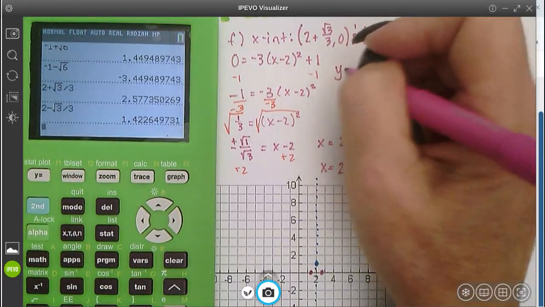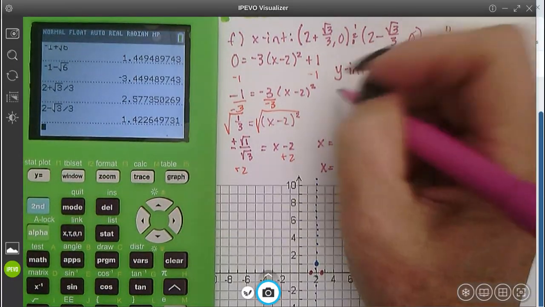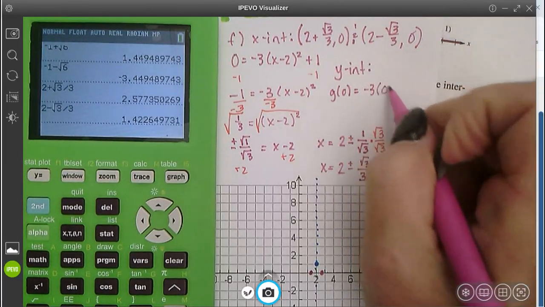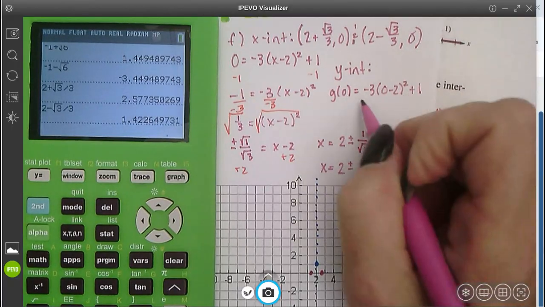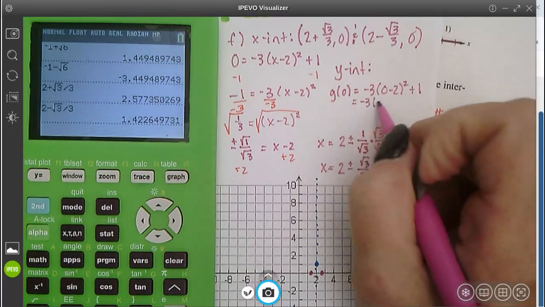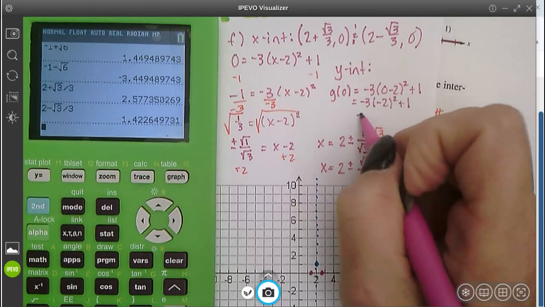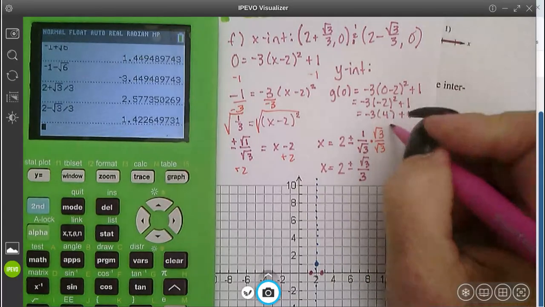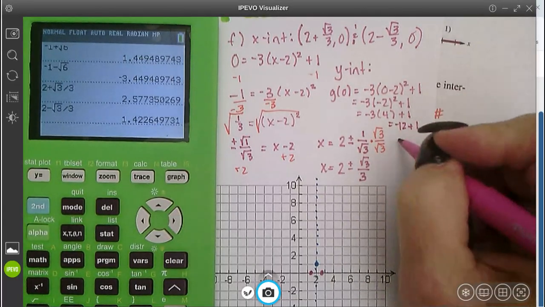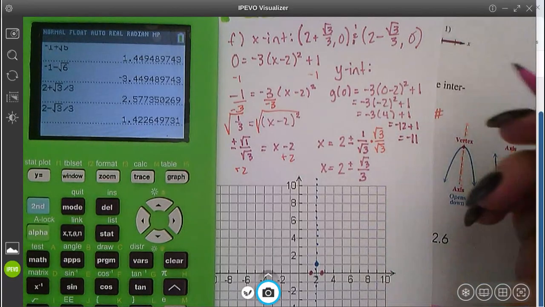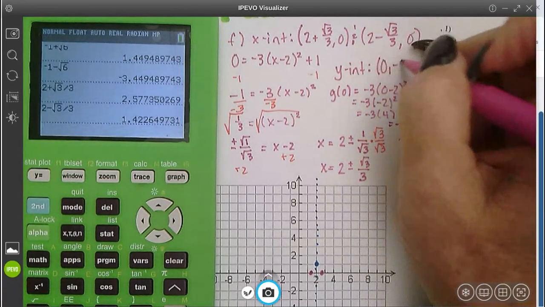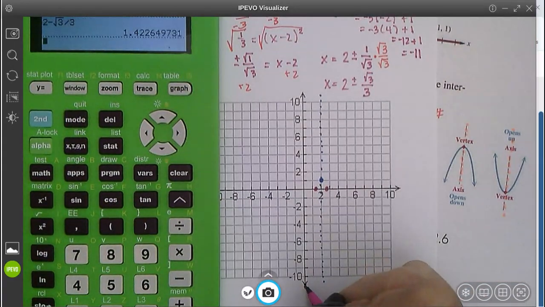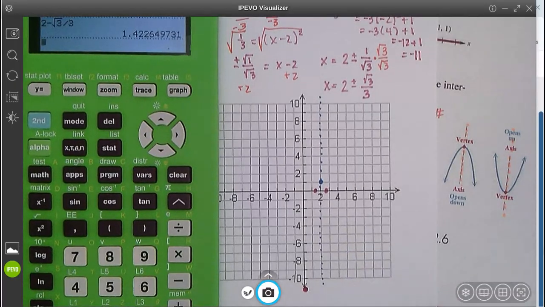The y-intercept, we're going to plug in 0 for x. So I need g of 0 equals negative 3 times 0 minus 2 squared plus 1. Do what's in parentheses. So negative 3 times negative 2 squared plus 1. Do the exponent. So negative 3 times 4 plus 1. Multiply. So negative 12 plus 1. Then add to get negative 11. So my y-intercept is at 0, negative 11. That's going to be down here. I'll just estimate it to be about right there.